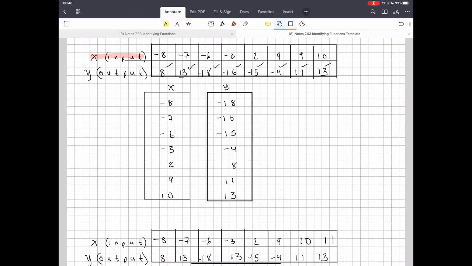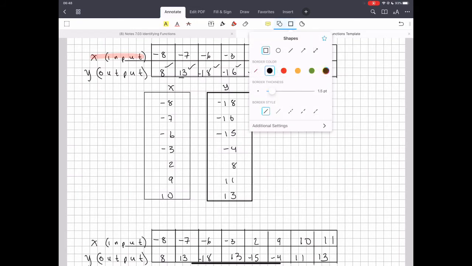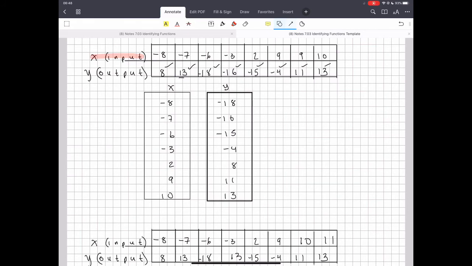So with everything in the input-output boxes in order from least to greatest, now we can go ahead and map them. We'll draw our arrows across. So the -8 goes to the 8. The -7 maps to 13. The -6 maps to -18. So far so good. This is a function as of right now because each input has one unique output.